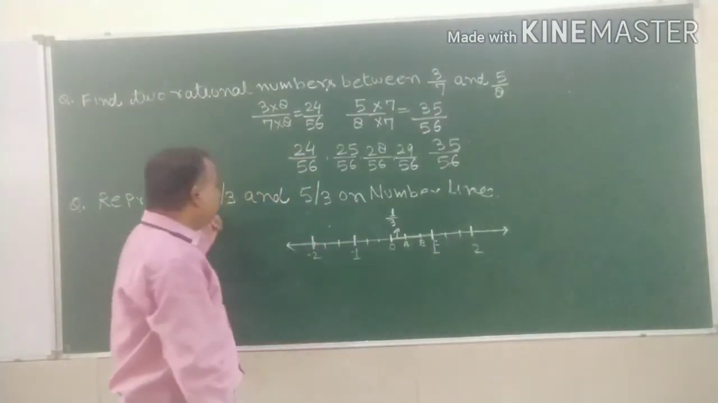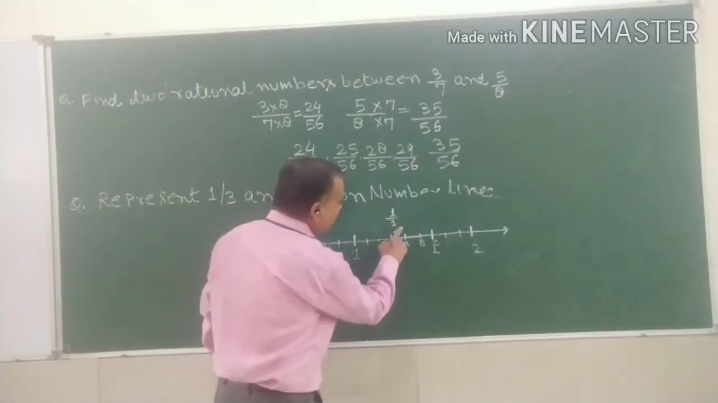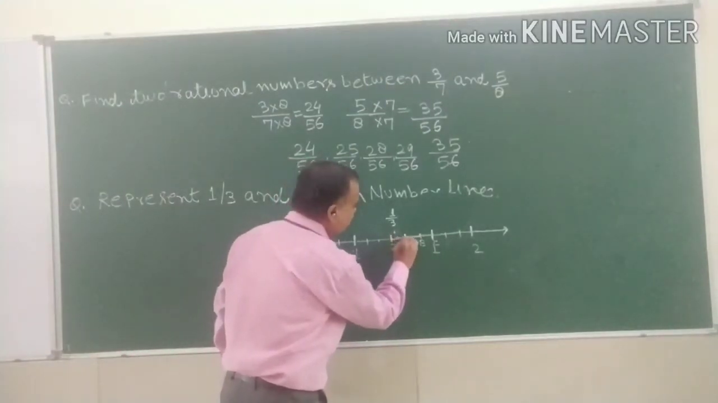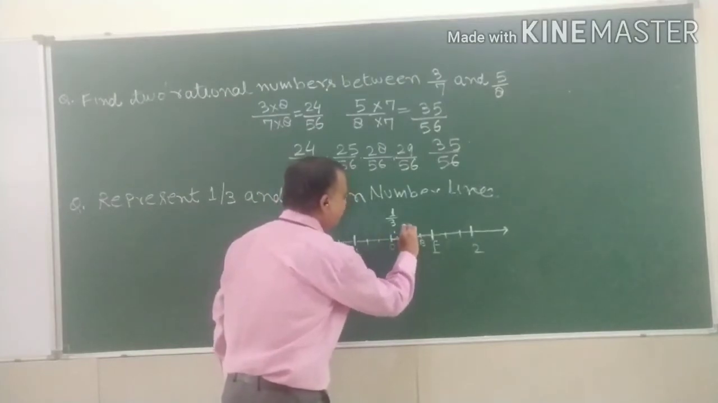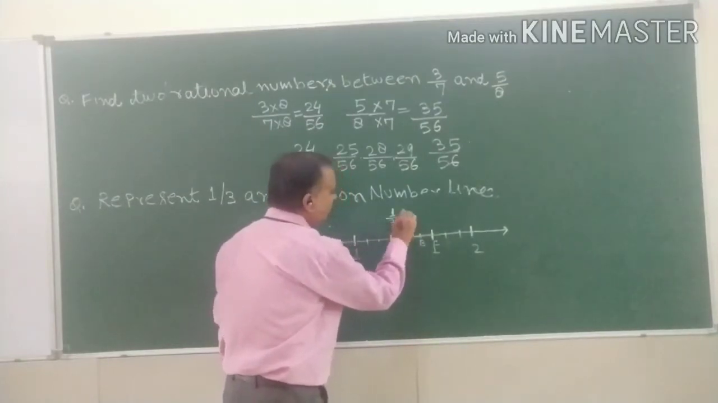So we have to represent 1 by 3. So what is the 1 by 3? The 1 by 3 will be at A, the distance between 0 and A. It will represent 1 upon 3.